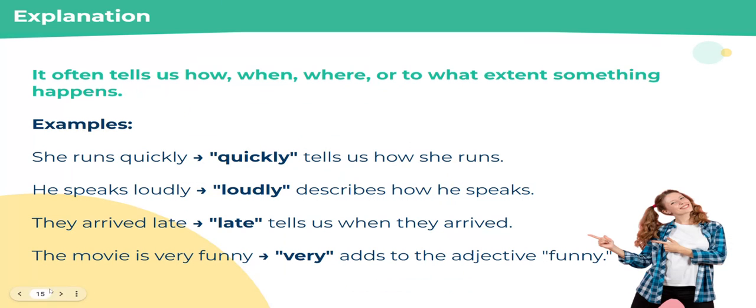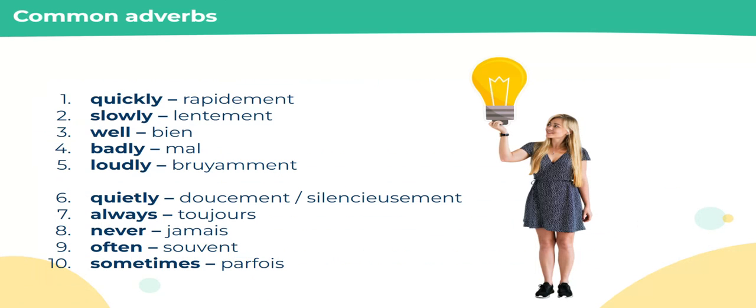Okay, let's have a look. Here we go. So, as promised, a list of common adverbs. Number 1, quickly. Number 2, slowly. Number 3, well. Number 4, badly. Number 5, loudly. Number 6, quietly. Number 7, always. Number 8, never. Number 9, often. Number 10, sometimes.